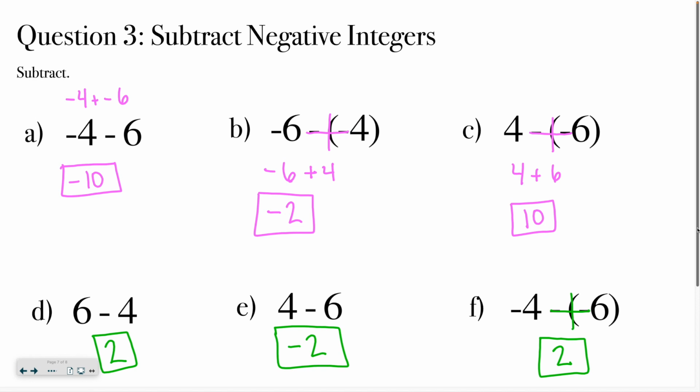Okay, for these problems, hopefully you ended up with 2 for letter D, negative 2 for letter E, and 2 for letter F. If you have questions about that, please reach out for some help. I'm happy to help you.